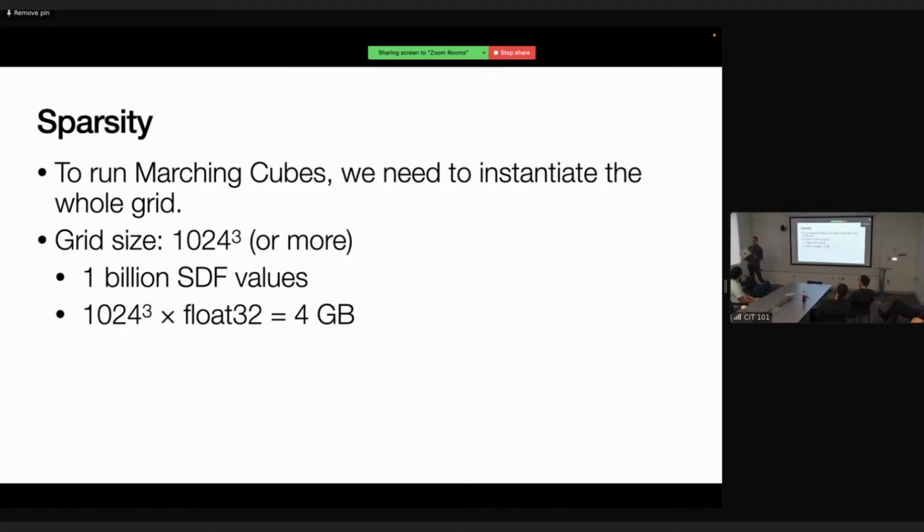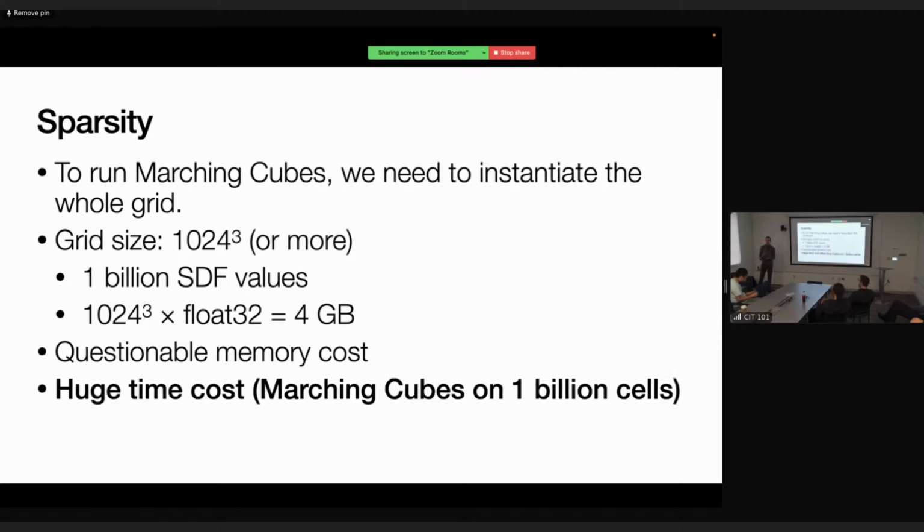And you'll remember that I also said that you have colors for each grid vertex. If you have RGB colors, then that's 3 more floats. This would be 16 gigabytes. If you have spherical harmonics, then you have 13 floats per vertex, and this would totally blow up and not work. Even if you had an H200 with 140 gigabytes of VRAM, just running marching cubes on 1 billion cells is not as fast as you want it to be. And it's also sort of pointless because most space is air. So why run marching cubes if it's just air? Okay.